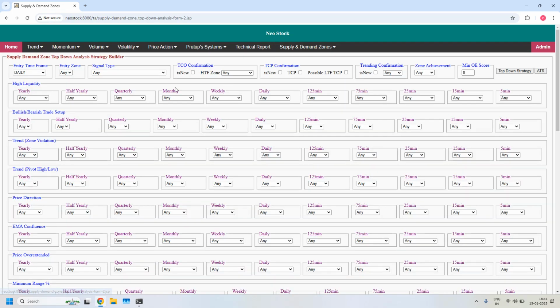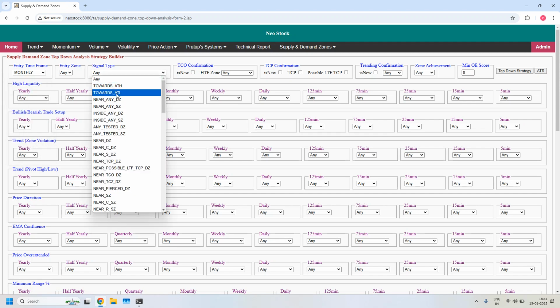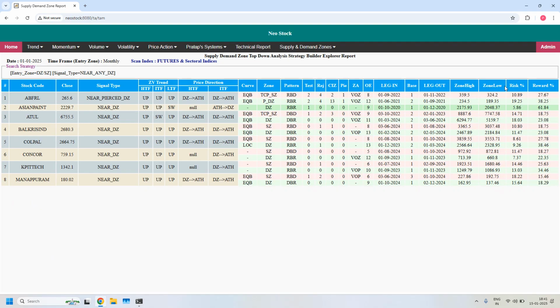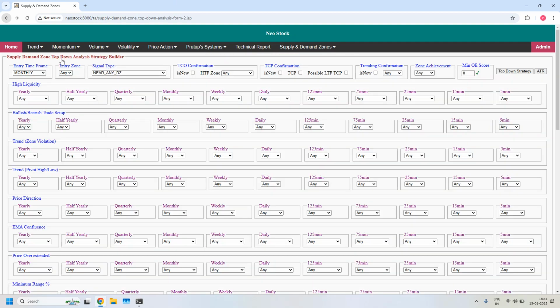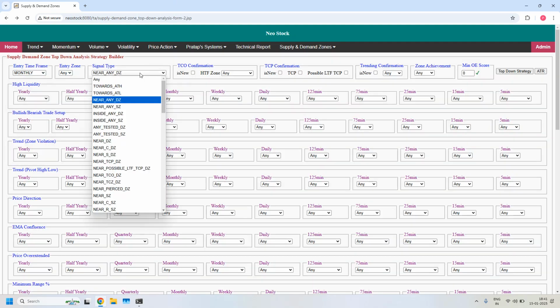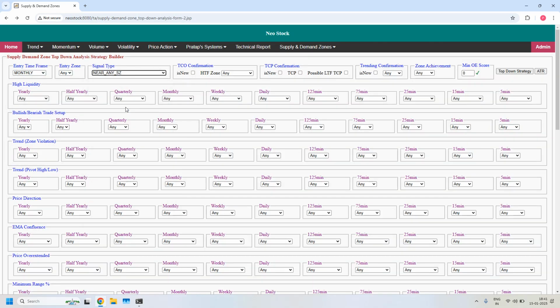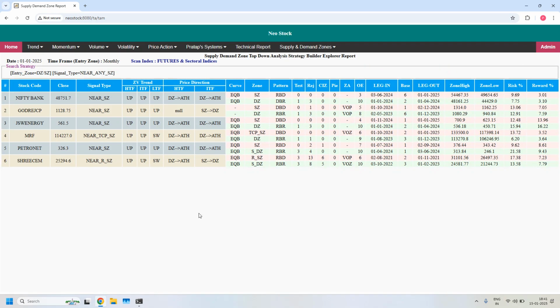Okay, next time frame is monthly. Stocks near monthly demand zone. 8 stocks are filtered. Next, monthly time frame. Stocks near monthly supply zone. 6 stocks are filtered.